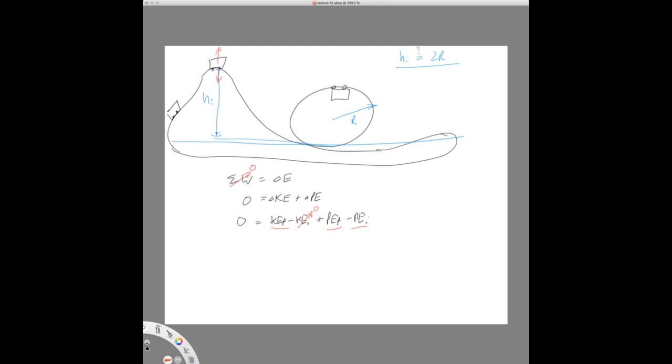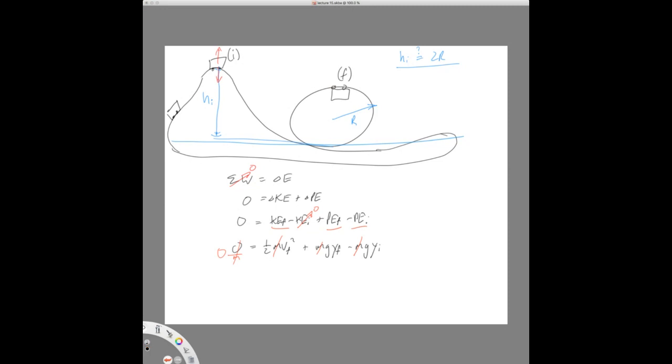Okay, so let's see what we have. We are going to have 1/2 m v final squared. So we're thinking of this point as initial and this point as final, plus m times g times y final minus m times g times y initial. I can see that the mass is going to cancel out of this problem because every single term has mass. So we can divide the whole equation by mass, and on the right-hand side it disappears. On the left-hand side, 0 over mass is still just 0.